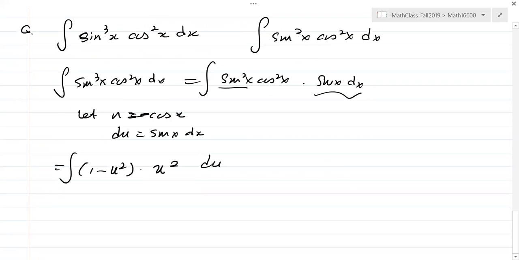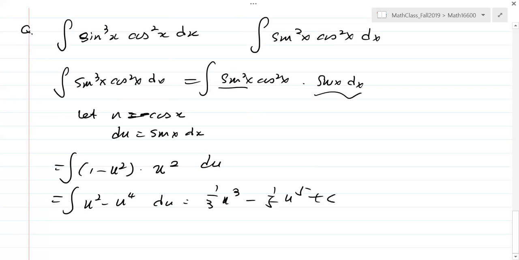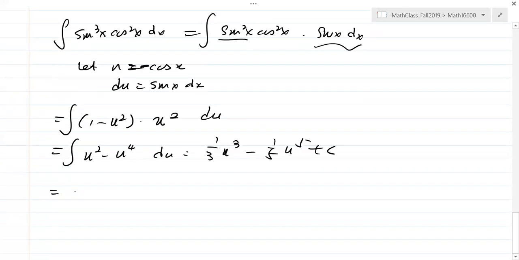So you get an integral of a polynomial, then you know how to do that, right? It's going to be u squared minus u to the fourth power. Then you replace u by negative cosine x, which is going to be negative 1/3 cosine cubed x plus 1/5 cosine to the fifth x plus constant. Okay, so this is the method.